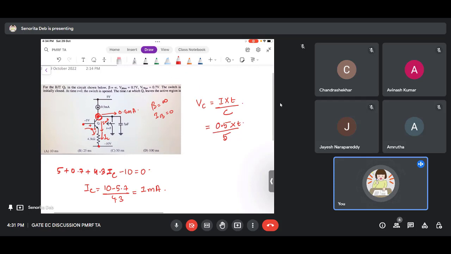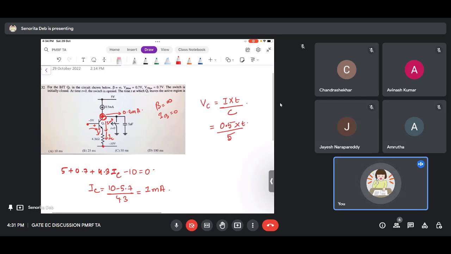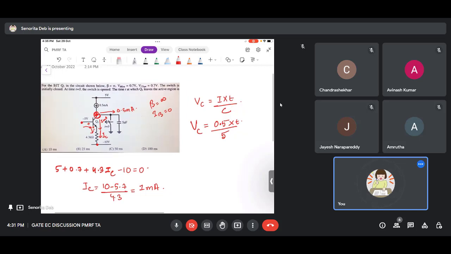So what is Vc, we have to find out, right? Okay, so now Vc value you should know. So to find the time, you should know the value of Vc here, right? Basically, the Vc value you should know. So how to find the value of Vc? You will have to find VCE for that purpose, right?